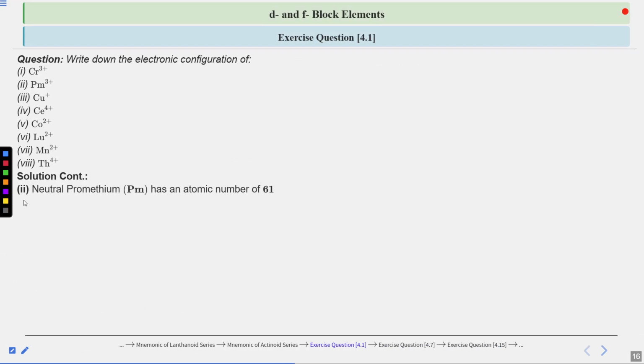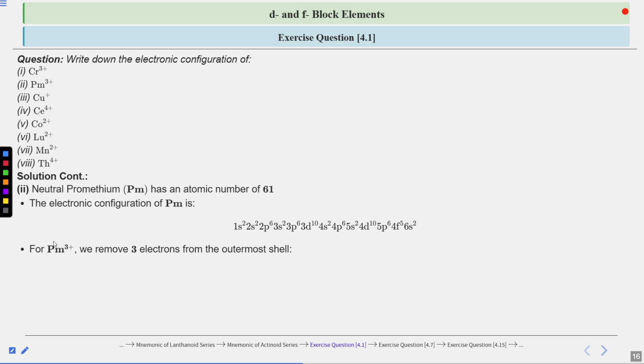Now for the second part, PM is promethium. The neutral promethium has an atomic number of 61. So the electronic configuration of promethium will be 1s2, 2s2, 2p6, 3s2, 3p6, 3d10, 4s2, 4p6, 5s2, 4d10, 5p6, 4f5, 6s2. This is how you have to arrange the 61 electrons in different subshells for promethium.